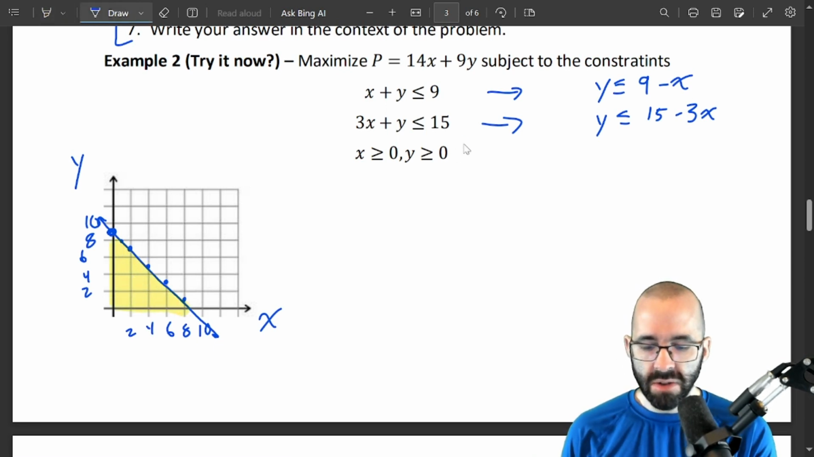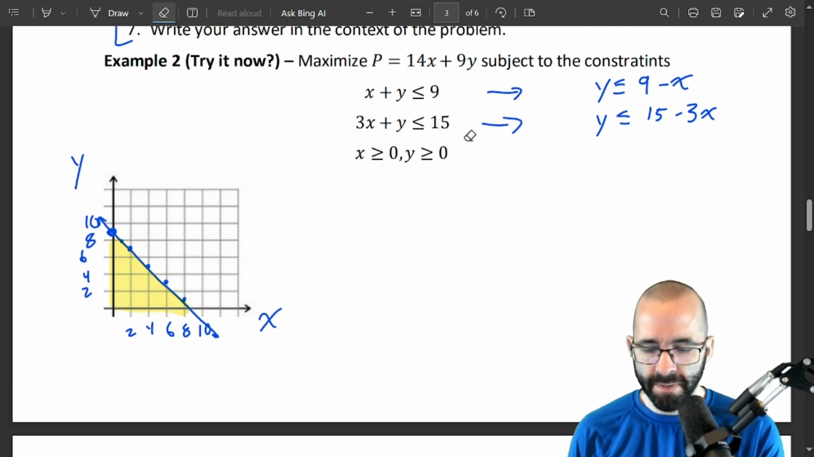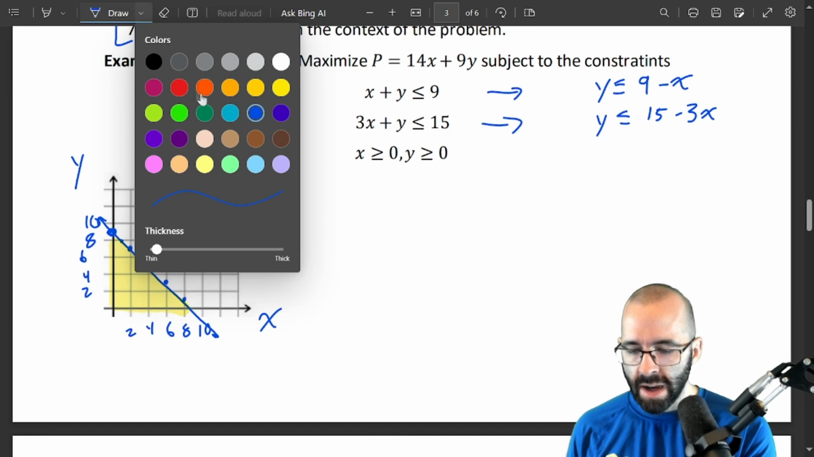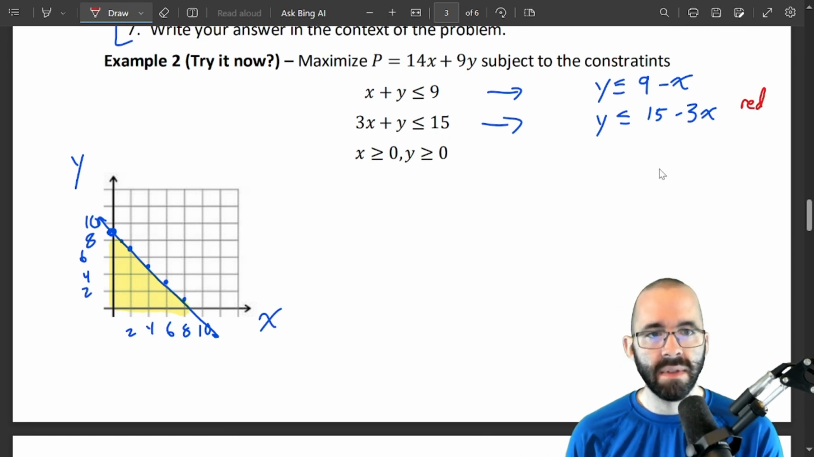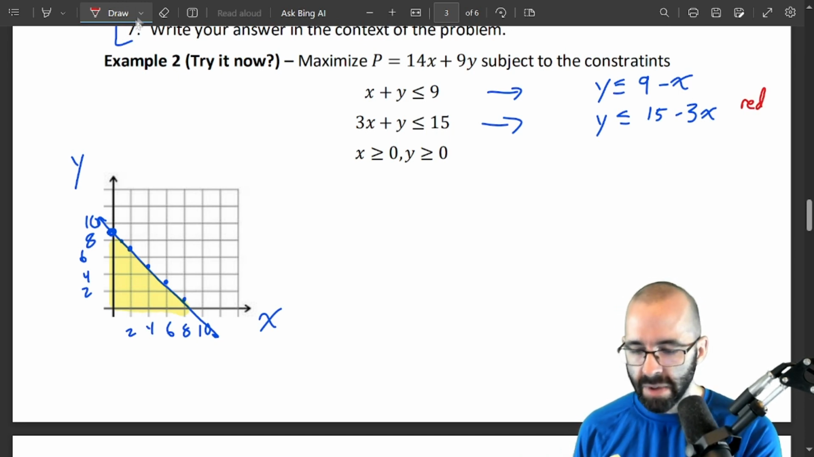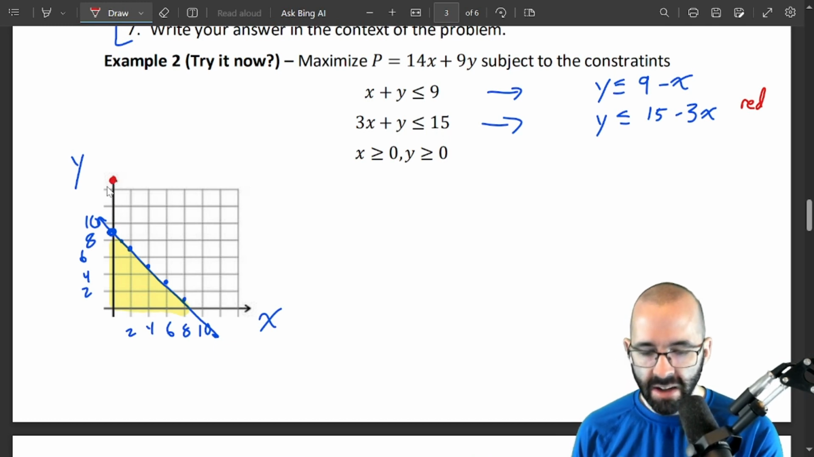Only looking at the first quadrant because of these requirements, which are pretty common. Now we can also graph a red line. Let's have this one be red. 15, can we draw 15? 12, 14, 15 is like right here. And then down 3 units to 12, right 1 unit.